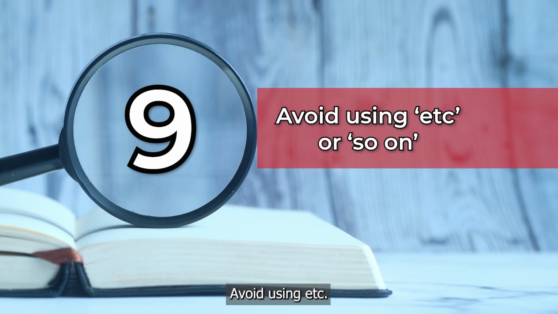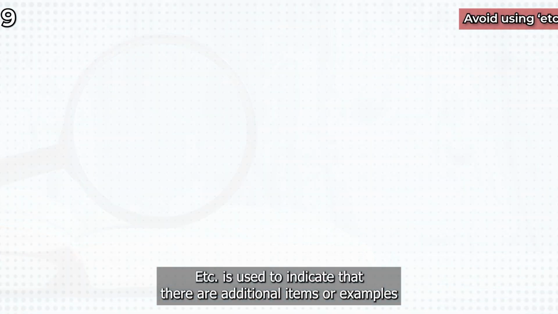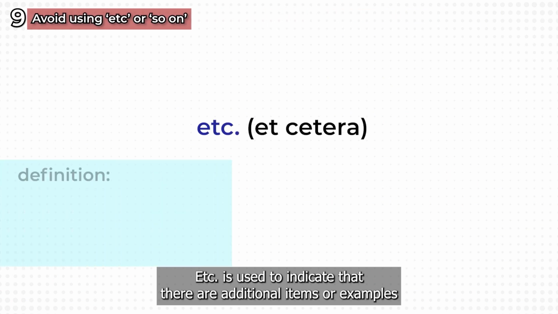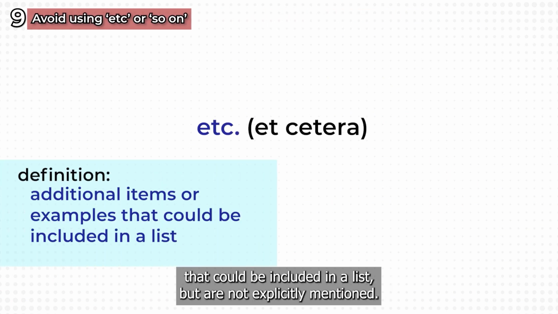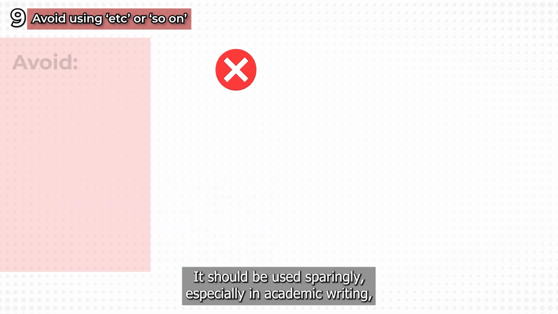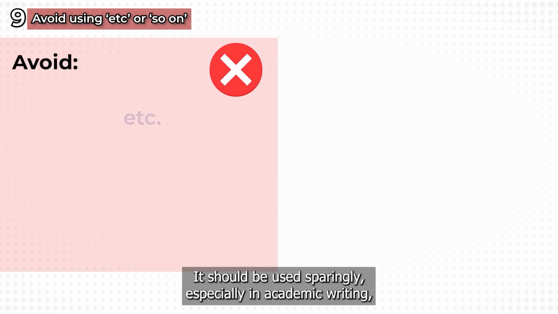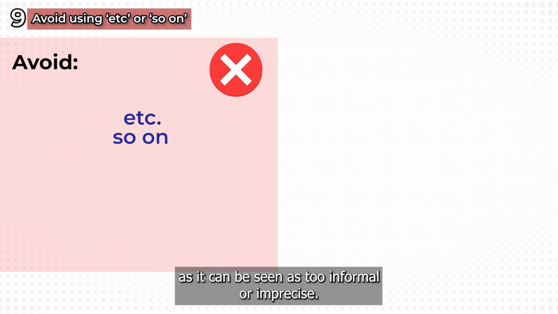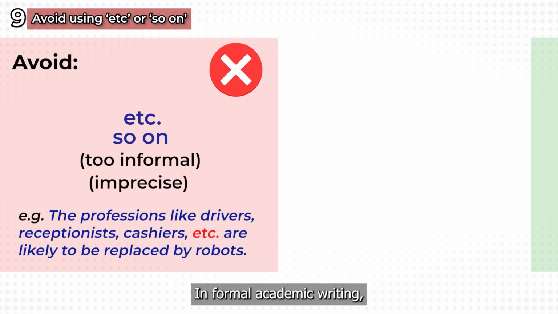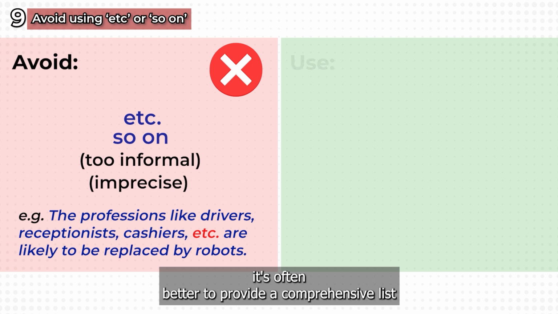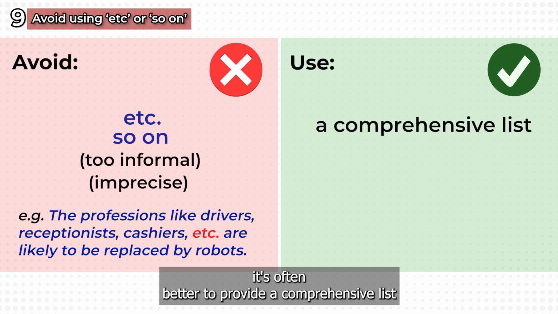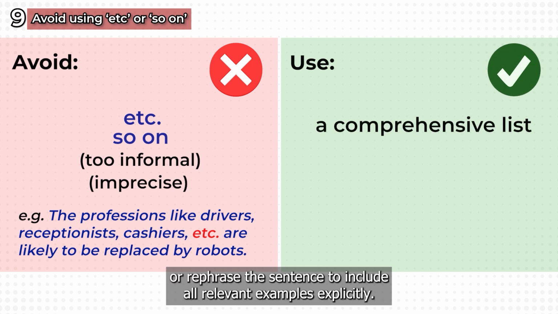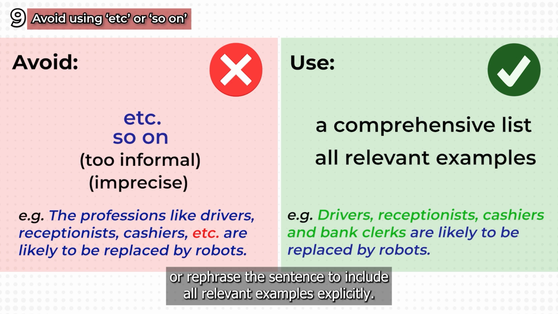9. Avoid using "etc." or "and so on." "Etc." is used to indicate that there are additional items or examples that could be included in a list, but are not explicitly mentioned. It should be used sparingly, especially in academic writing, as it can be seen as too informal or imprecise. In formal academic writing, it is often better to provide a comprehensive list or rephrase the sentence to include all relevant examples explicitly.